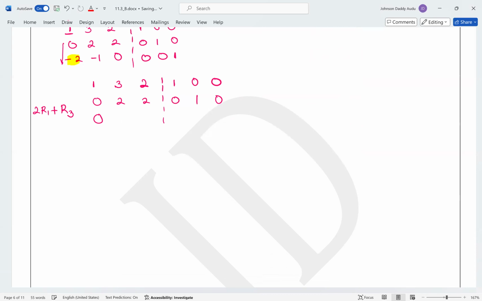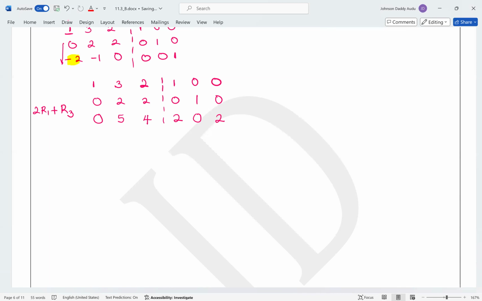Minus 2 times this, no, just 2 times this plus this. So here we'll have 2 times 3, which is 6, minus 1. So here it's going to be 5. 2 times 2 is 4, plus 0, so here will be 4. 2 times 1 is 2, plus 0 is 2. 2 times 0 is 0, plus 0 is still 0. 2 times 0 plus 1 is still 2.